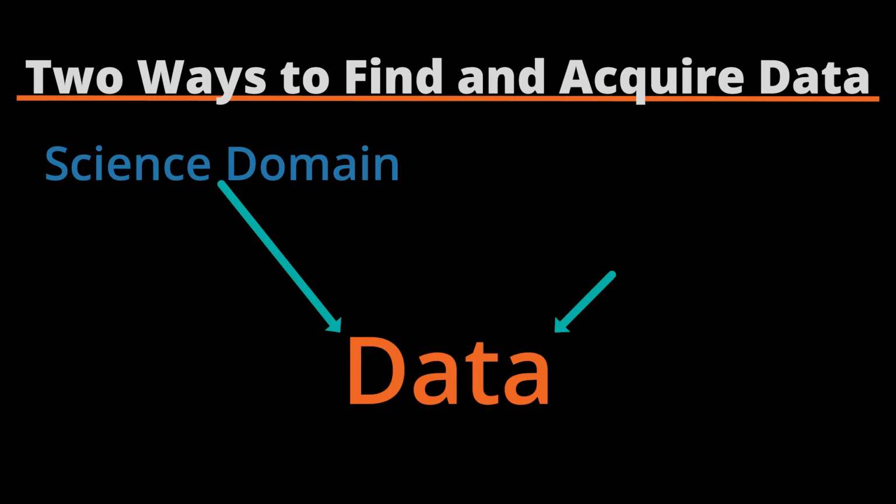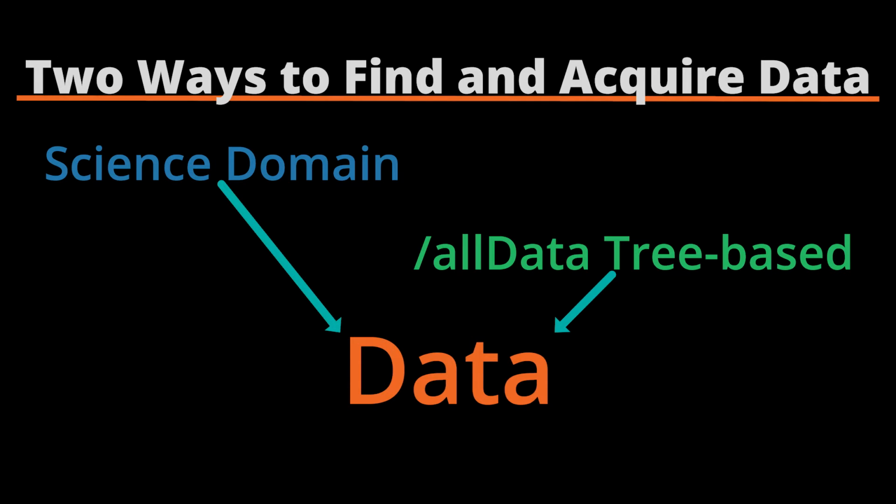The first pathway is the science domain-driven navigation. The second pathway is the all-data tree-based navigation. Both methods are appropriate for seasoned users who know what datasets they require for their research or applications and can afford to forego any post-processing transformations.